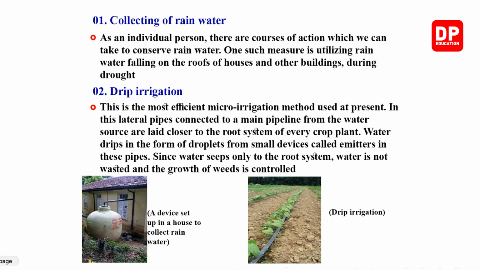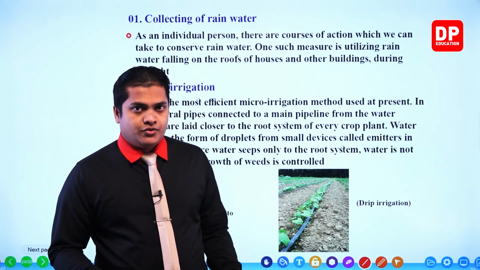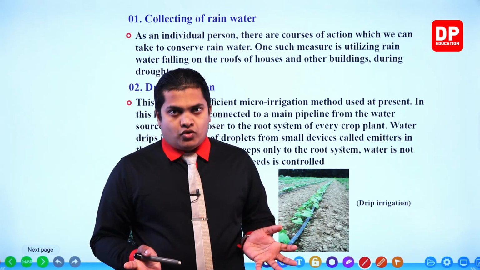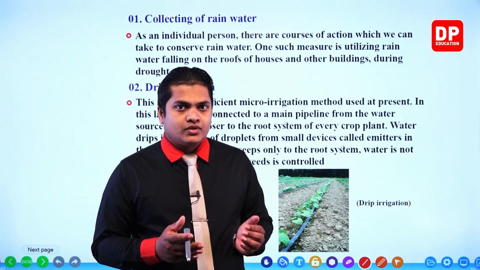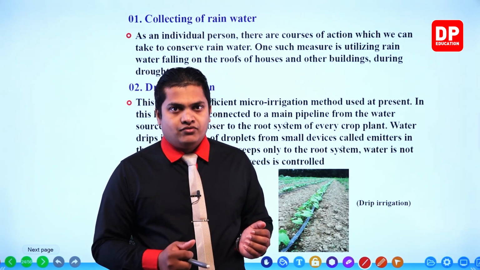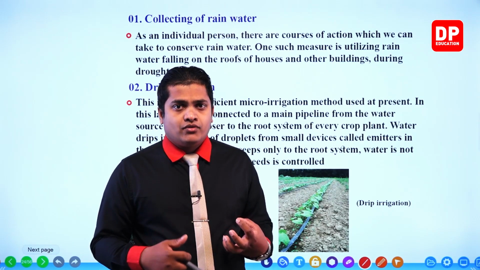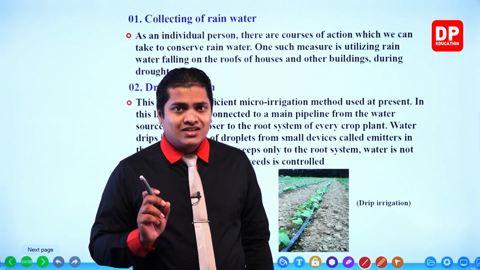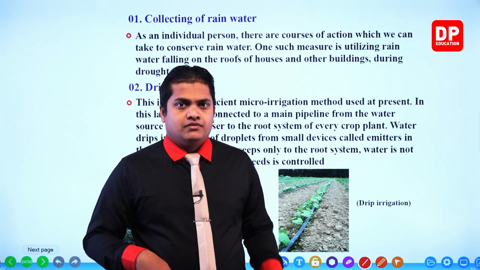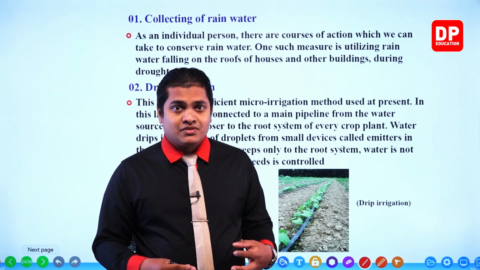One such measure is utilizing rainwater falling on the roofs of houses and other buildings during drought. So my dear children, during the drought season, you know that we are going to lack water. To fight against the drought season, we can do a remedy. That is, my dear children, collecting rainwater. If we can collect rainwater, then we can utilize it for several purposes, especially for our agricultural lands. We can also use this water for sanitary purposes, cleaning purposes and so on.